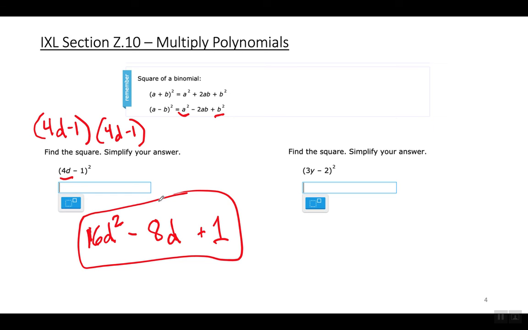Just to reiterate what I said earlier, next week when we start factoring, the question is going to look like this, like our answer, and our answer is going to look like this. We're going to go backwards. I'll show you how to do it. It's not difficult at all. As long as you know your timetables, it's not going to be difficult.